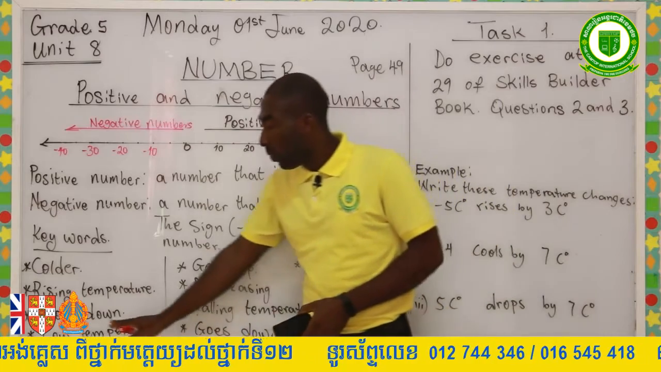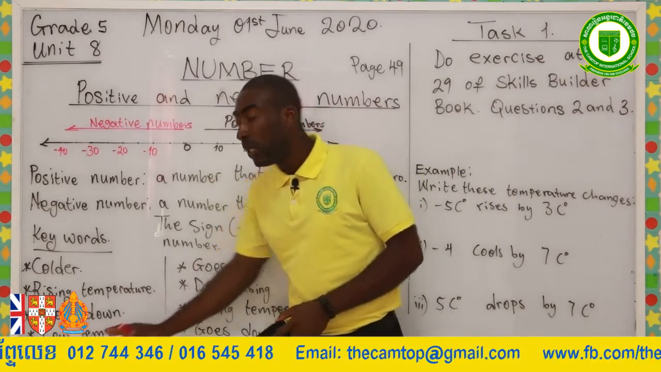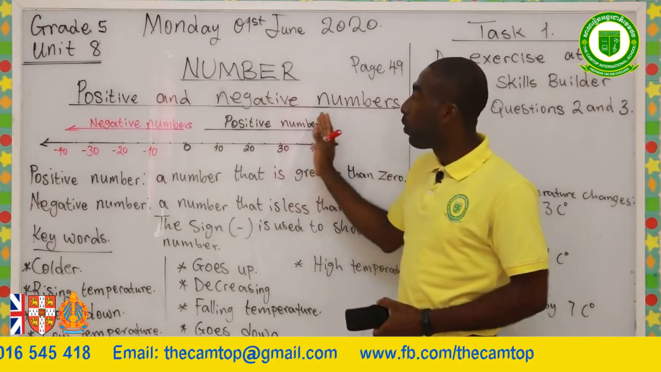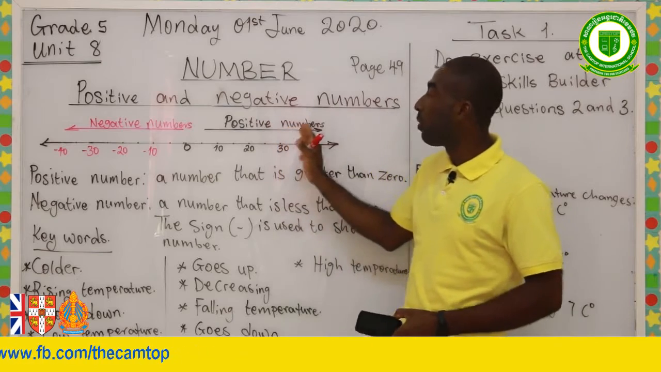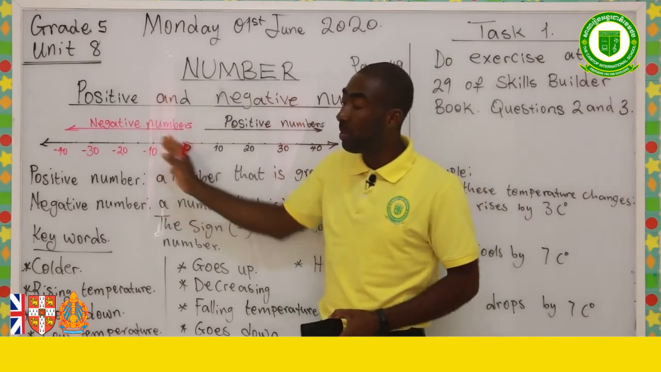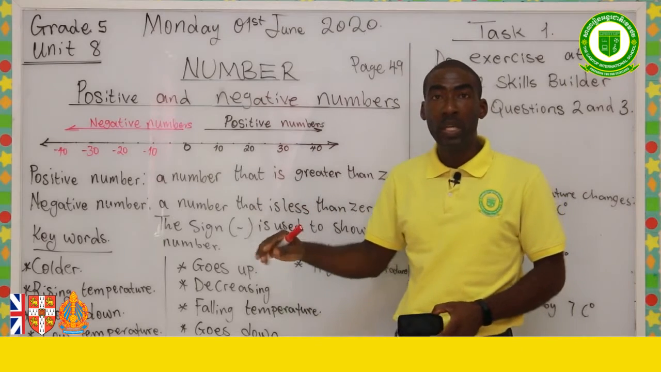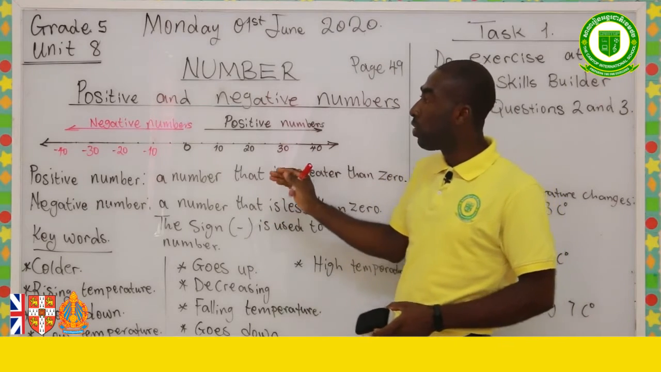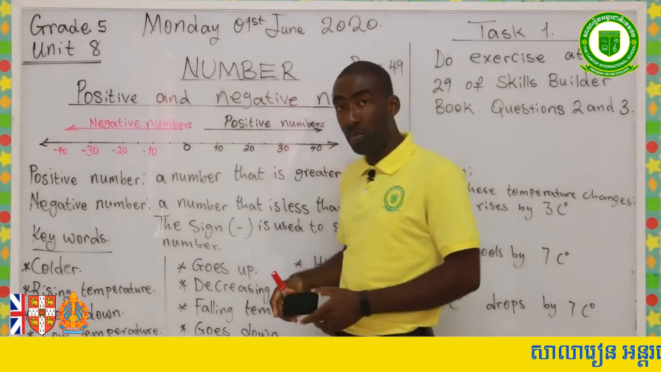When we say temperature cools down or it is cooling down, it means we are moving from a positive number into a negative number. Anytime you are moving from a positive number into a negative number, it means your numbers are decreasing. So if you relate it with temperature, it means your temperature is also reducing from hot into cold temperature.